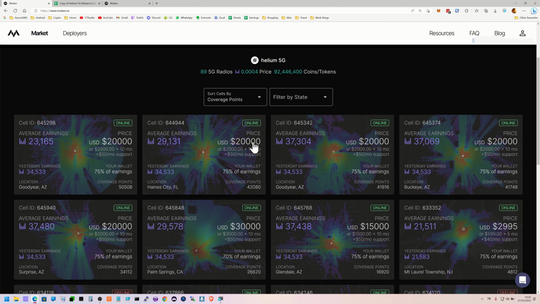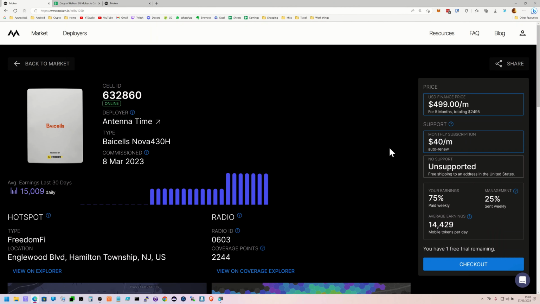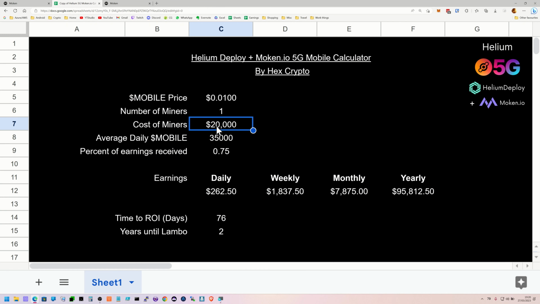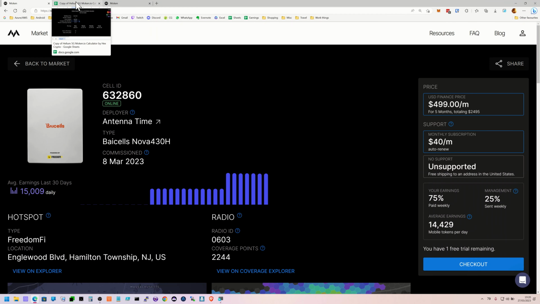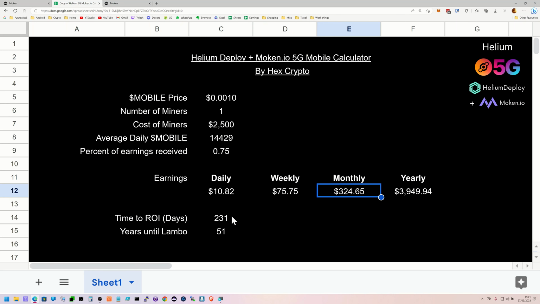And basically what you want to do is just find a miner that you're interested in. So let's say it's this one here. You're going to click on this. This is going to cost you $2,500. So you just update that in here, $2,500. And the average was 14,429. And here we go. Now you just play around with the mobile price and imagine if it went up from 0.004 to 0.001. You can see here you'd be getting $10 a day, $324 a month, and you'd ROI in well under a year. So have a play around with these prices.